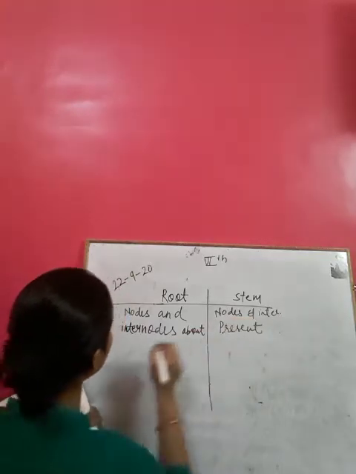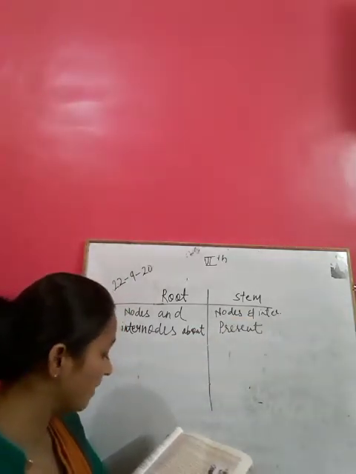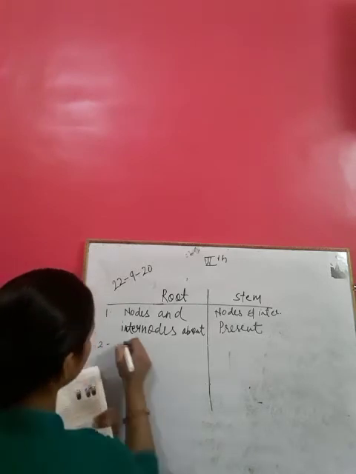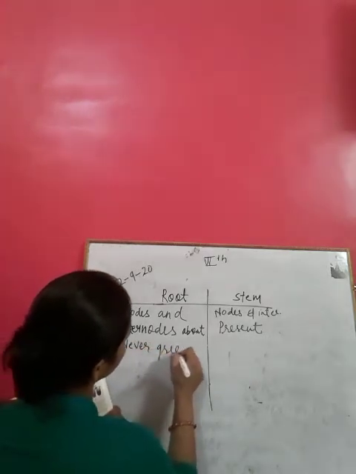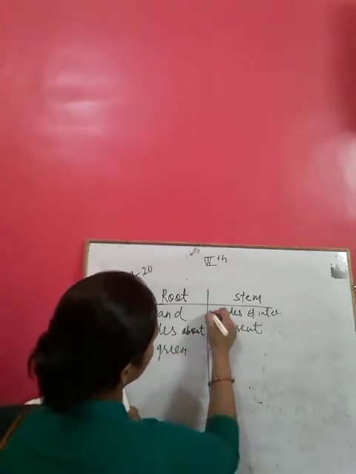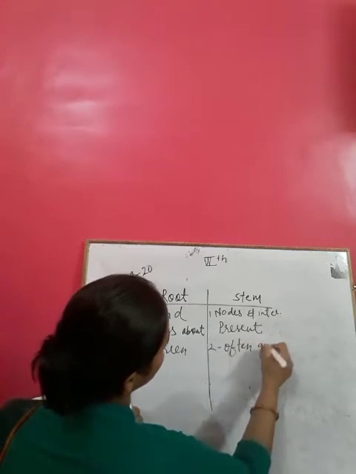Second one: roots are never green, though it may be. The stem is often green, sometimes it is green.